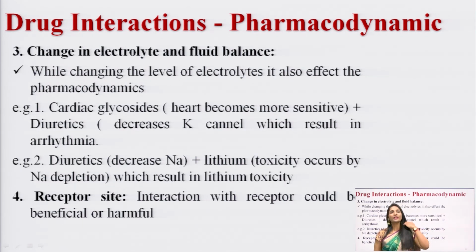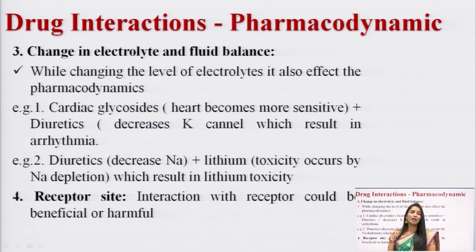And what are the electrolyte changes you can see here? While changing the level of electrolytes, it can affect the pharmacodynamic levels. For example, students, with cardiac glycosides the heart becomes more sensitive, and when you administer them with diuretics, which cause potassium loss, it results in arrhythmia. And next one, diuretic drugs decrease sodium, and when you administer this drug with lithium, it will cause toxicity.